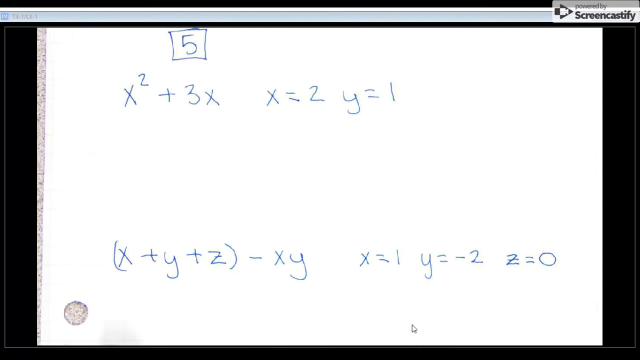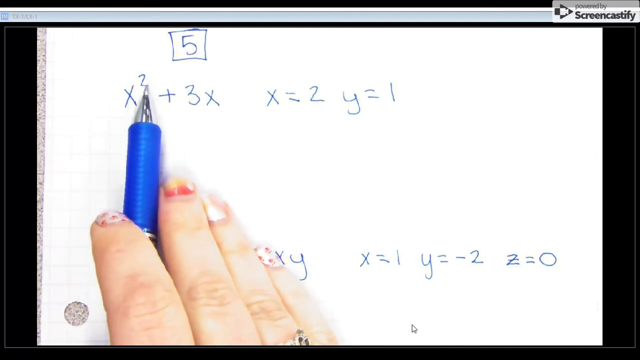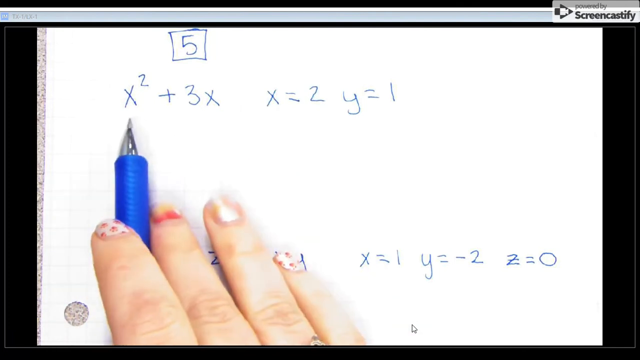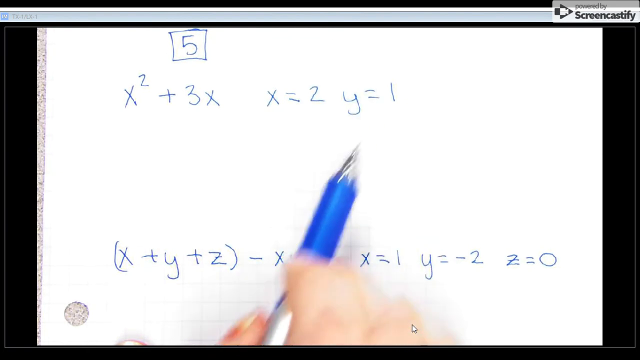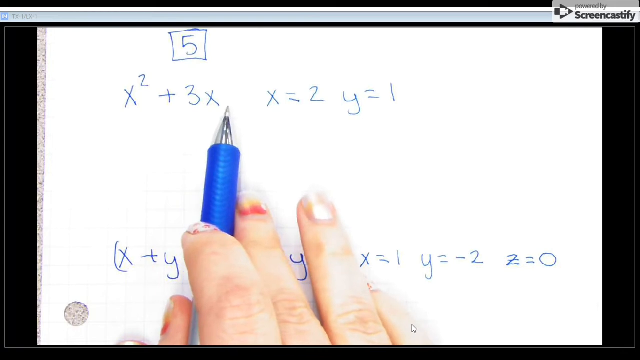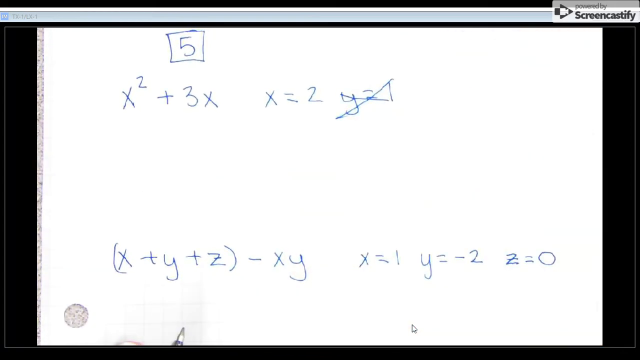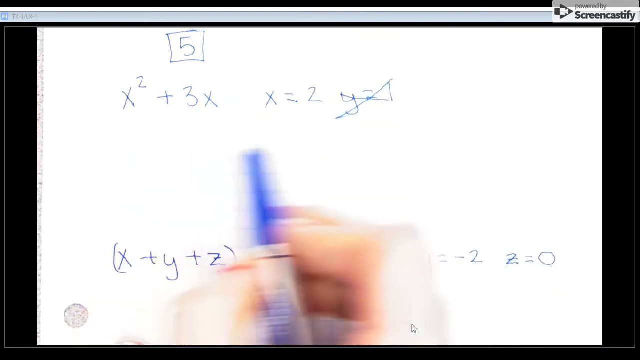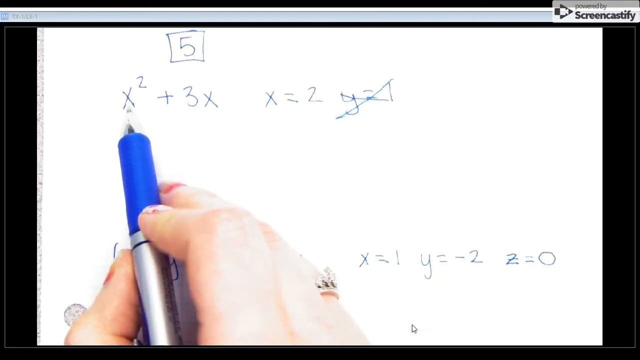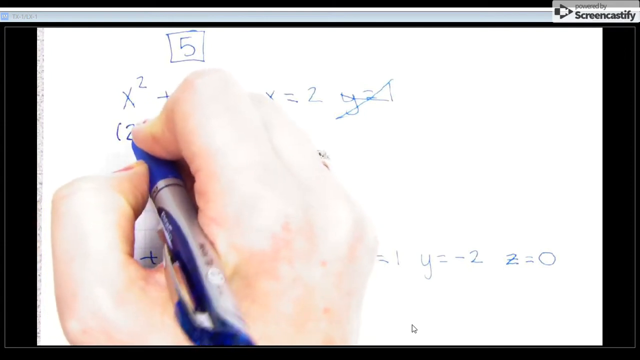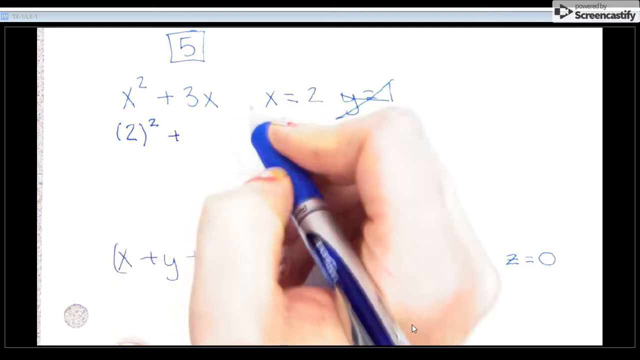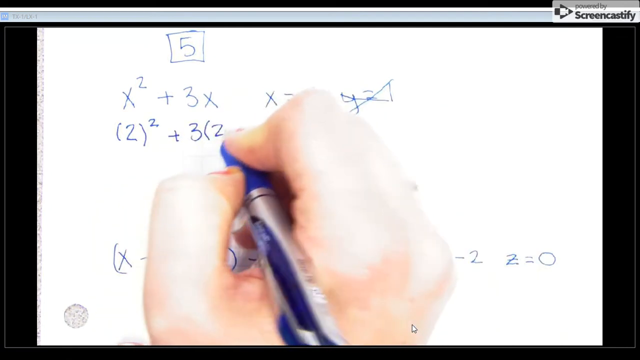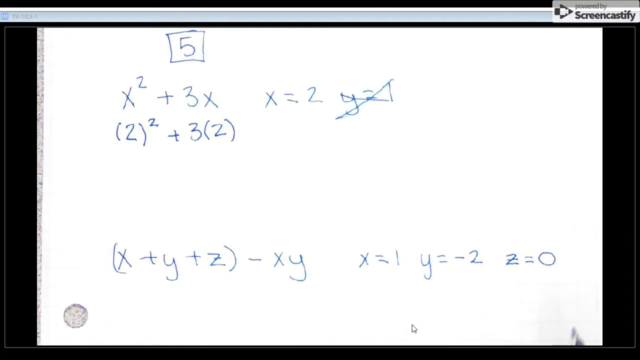Now I'm going to go on to my next example. This one has a squared sign, and it has an x and an x. They included a y. They're being a little tricky. Since there is no y in my equation, I am not even going to use it. So I'm going to replace my 2 wherever I see an x. So right here, I see an x. And right here, I see an x. So I replace anywhere I saw an x with 2.